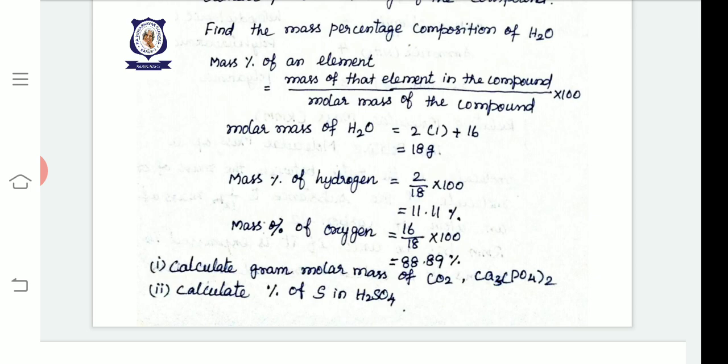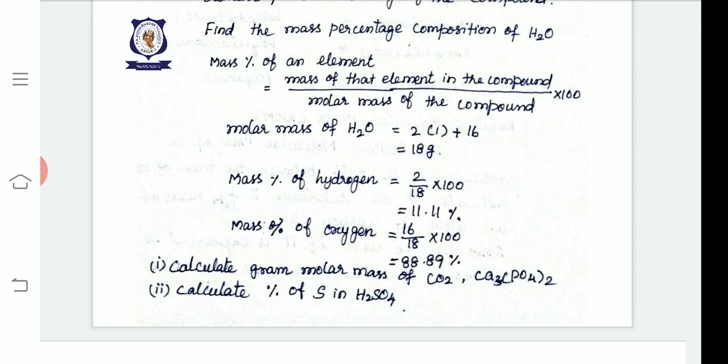Do it yourself. Then calculate the percentage of sulfur in sulfuric acid. The formula of sulfuric acid is H2SO4. First find the molar mass of sulfuric acid. Already we have found it is 98. So in that, what is the percentage of sulfur? The atomic mass of sulfur is 32. So 32 by 98 into 100.